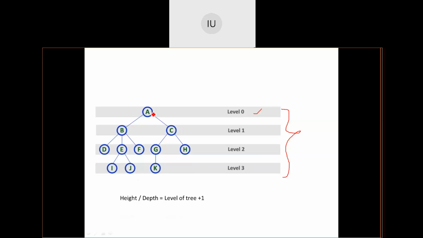So if A is at level 0 and the last leaf node is at level 3, the level of the tree is 3. You just imagine there is one more node, say L. Now what is the level of the tree? Now it is 4. The level at which the last leaf node resides indicates the level of the tree. What is the height of the tree, including L? 5.